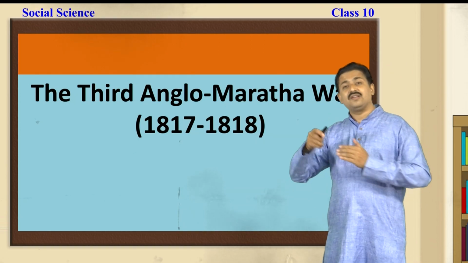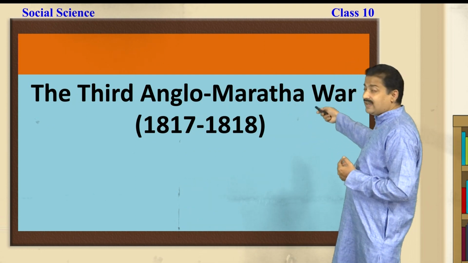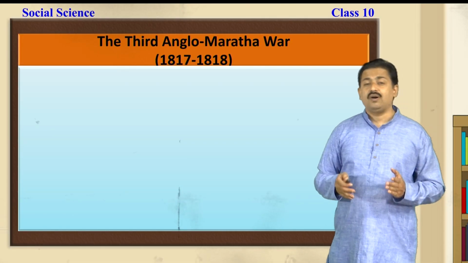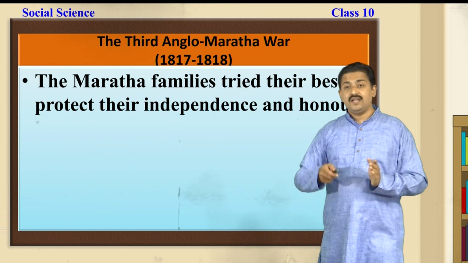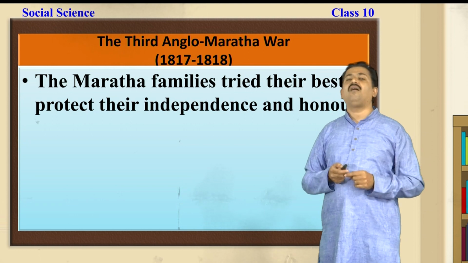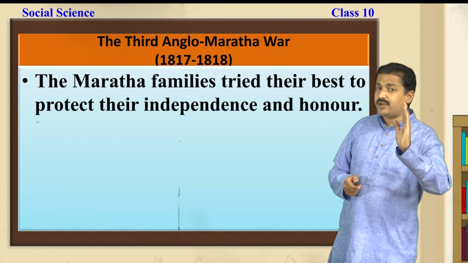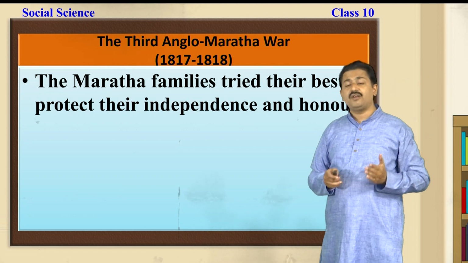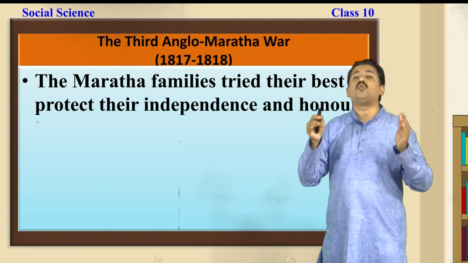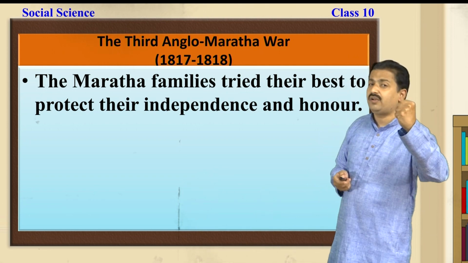Now, we shall discuss the Third Anglo-Maratha War, which began in the year 1817 and ended in the year 1818. That means only 1 year of war. Just think, dear students, the First Anglo-Maratha War started in the year 1775 and ended in the year 1782. That means almost 7 years of war. That shows the strong resistance of the Maratha leaders.